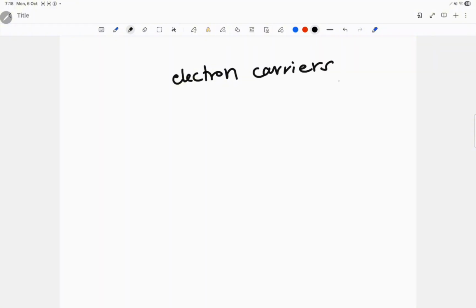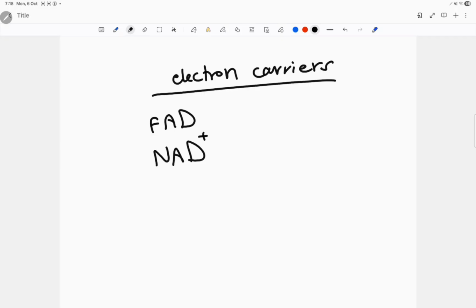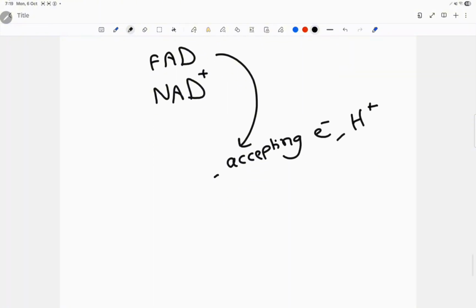Let's talk about something called electron carriers. What do you think is the job of electron carriers? They carry electrons. Is it like the electrolytic? No, it's FAD and NAD plus. They will carry electrons, and after accepting electrons and hydrogens, they will become FADH2 and NADH.